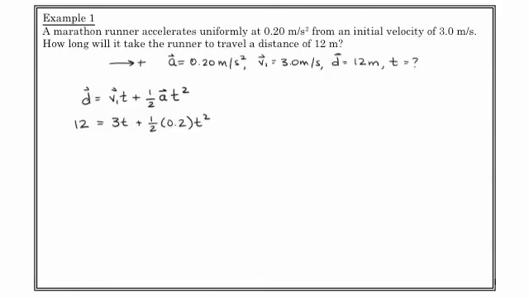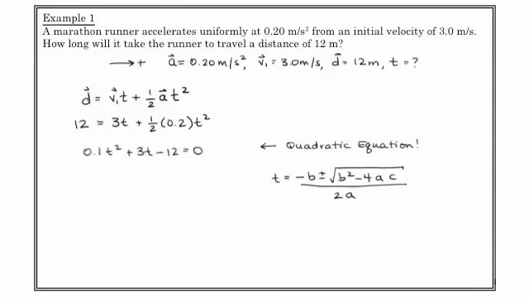And so we now substitute our numbers in, and we get 12 is equal to 3t plus 1/2 times the acceleration times t squared. And you may be able to forecast what's coming if we rearrange: 0.1t squared plus 3t minus 12 equals 0. This is, of course, a quadratic. And we will use then the quadratic equation to solve it. Just for a reminder, this is the quadratic equation. And we can substitute our numbers.